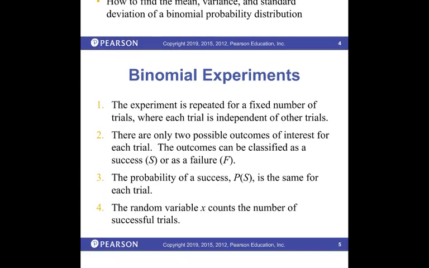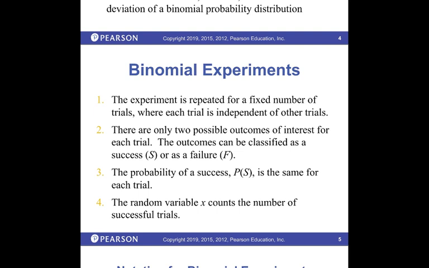So these are the conditions for a binomial experiment. The experiment is repeated for a fixed number of trials, where each trial is independent of the other trials. There are only 2 possible outcomes of interest for each trial. The outcomes can be classified as either a success or a failure. The probability of success, P of S, is the same for each trial, and the random variable X counts the number of successful trials.